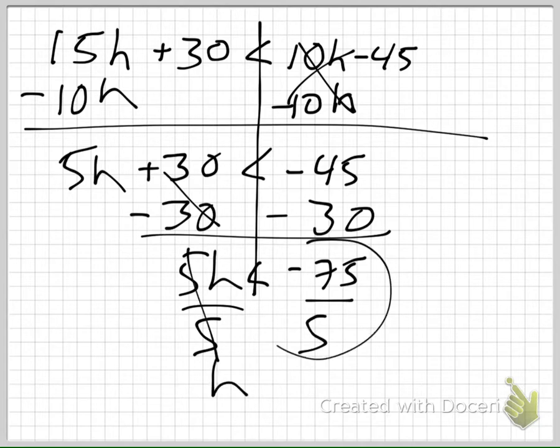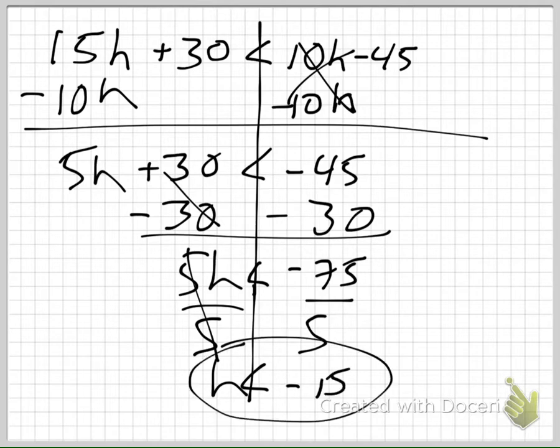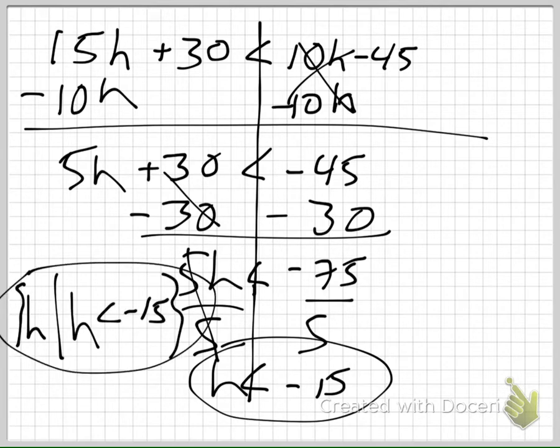Now look, this is going to end up being a negative over here. Does that mean that I flipped the sign? No. Did I divide by a negative? No. H is less than negative 15. So the solution set is h is less than negative 15, and I'm done. Does that make sense? How many of you got that?